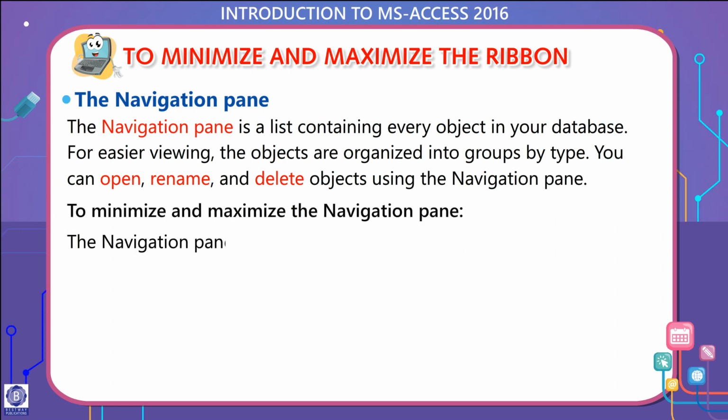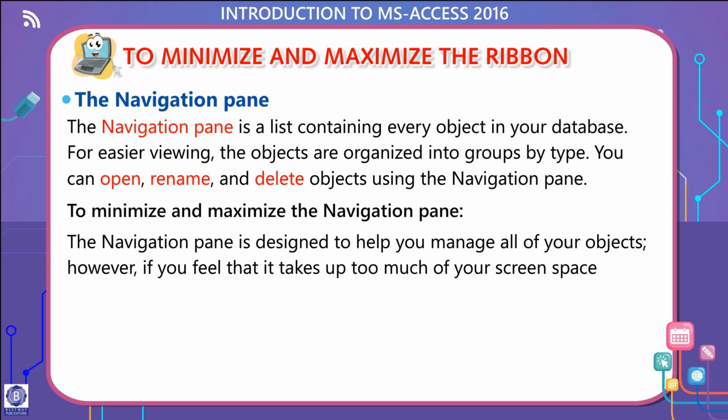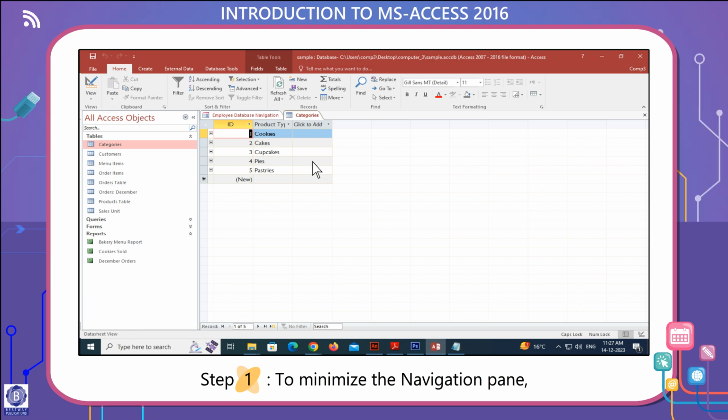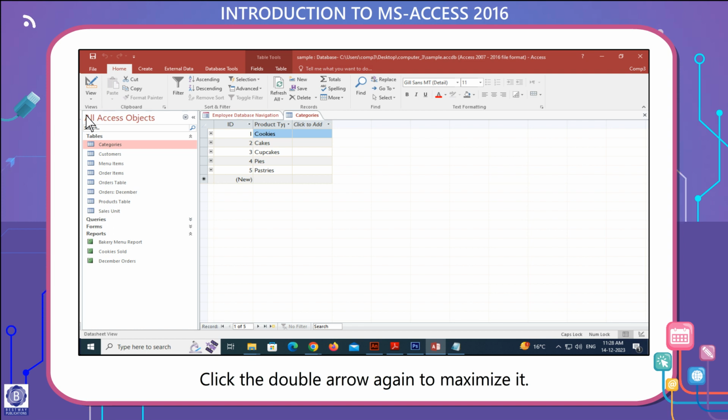The navigation pane is designed to help you manage all of your objects. However, if you feel that it takes up too much of your screen space, you can minimize it. Step 1. To minimize the navigation pane, click the double arrow in the upper right corner. Step 2. The navigation pane will be minimized. Click the double arrow again to maximize it.